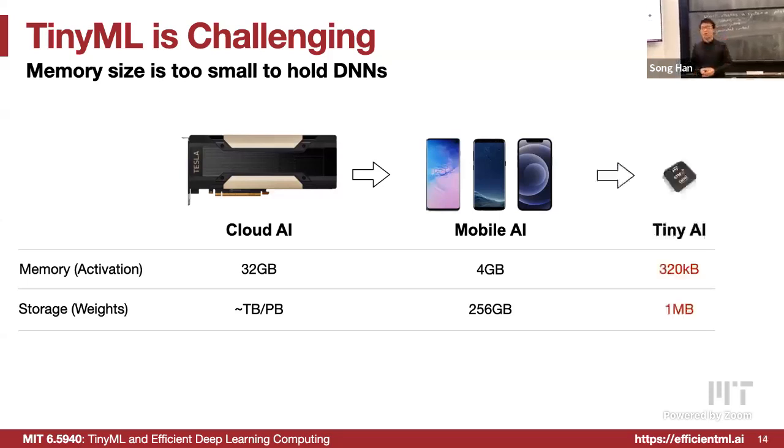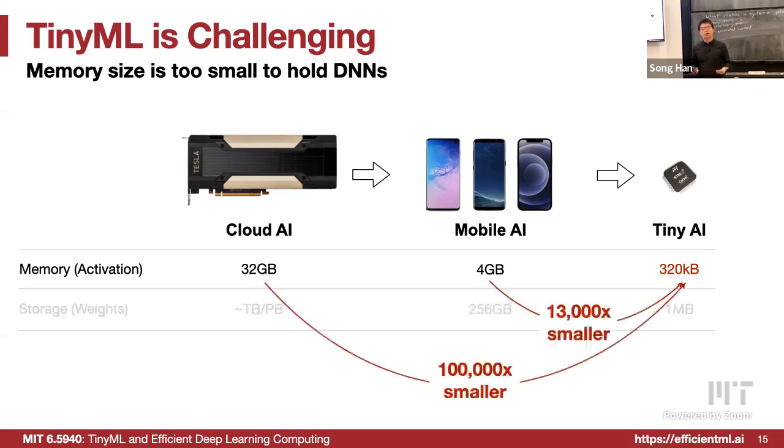But on those microcontrollers, the resource is tiny. You have a couple of hundred kilobytes of SRAM to hold those activations. And you have maybe just 1 megabyte of storage in the flash. And the flash is sometimes read only, you cannot write to it. Only the SRAM is writable. So the resource is very tiny. It's 4 to 5 orders of magnitude smaller compared with the cloud AI and also the mobile AI.